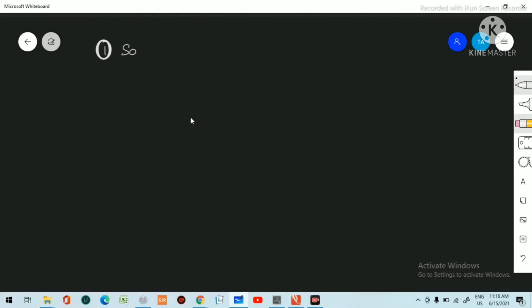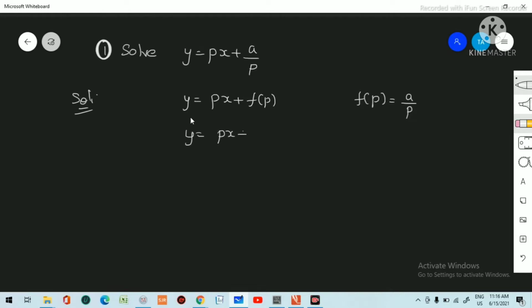First problem we have: solve y is equal to px plus a by p. Just check whether this equation is in Clairaut's form. What does Clairaut's form say? y is equal to px plus f of p. What is our f of p now? f of p is a by p. Now y is equal to, I'll take the function as it is.